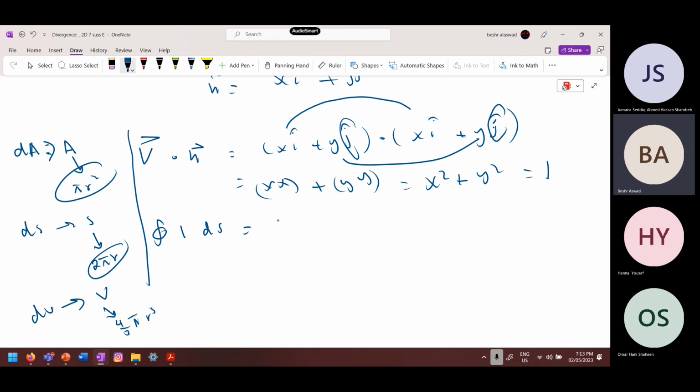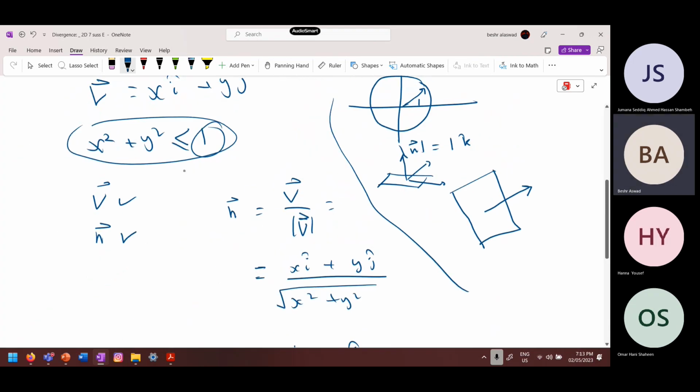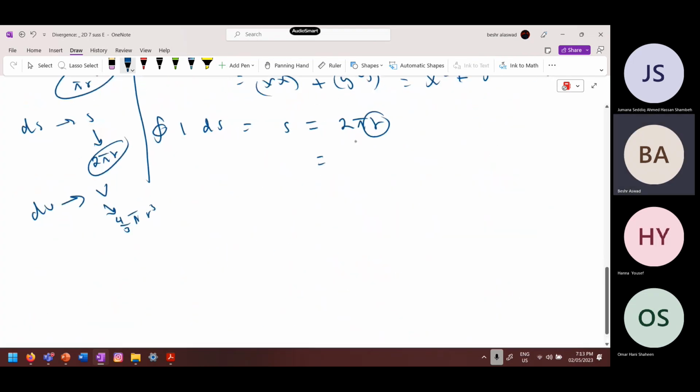Okay, go back to this. The integration of 1 ds is just s. Okay, and s is equal to 2 pi r. Now since we know the value of r, from x squared plus y squared less or equal to r squared, the square root of r squared is equal to r. The square root of 1 is equal to 1. So go back here, 2 pi times 1. That's equal to 2 pi. So the divergence for this question is equal to 2 pi. Okay?